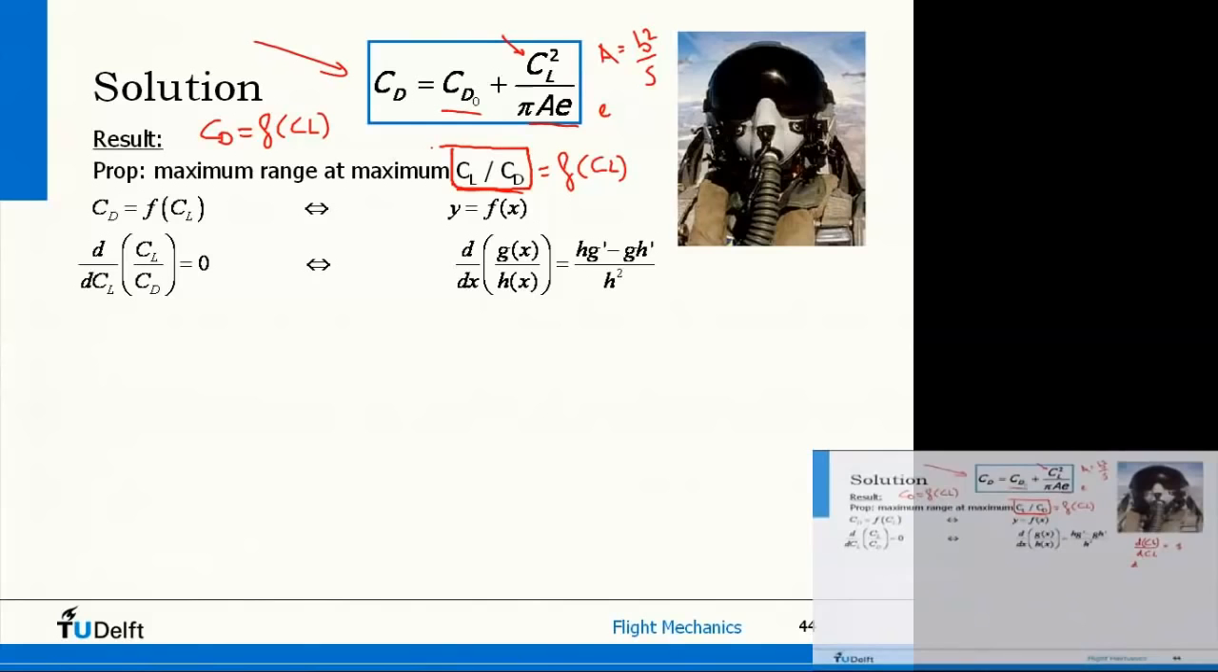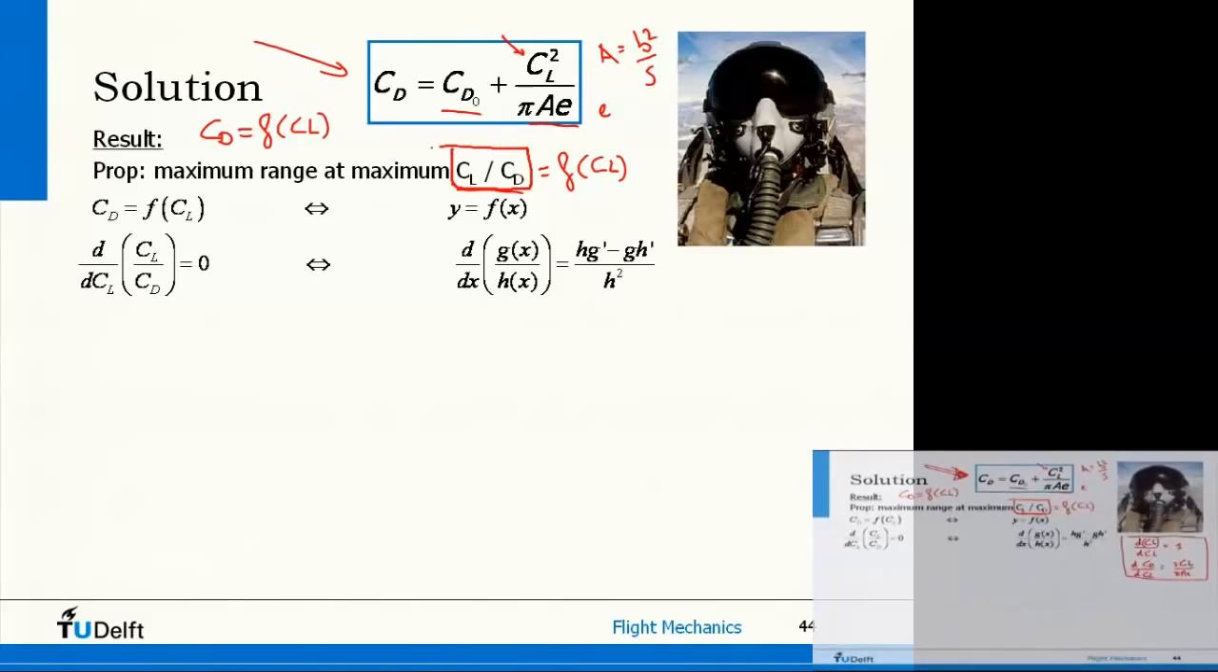And if I would take the derivative of CD to CL, that's basically the derivative of this top function, then CD0 is a constant, so that falls out of the equation. And then I get 2 times CL over pi AE. So this is what we need. Now, we're basically doing a derivation of CL over CD.